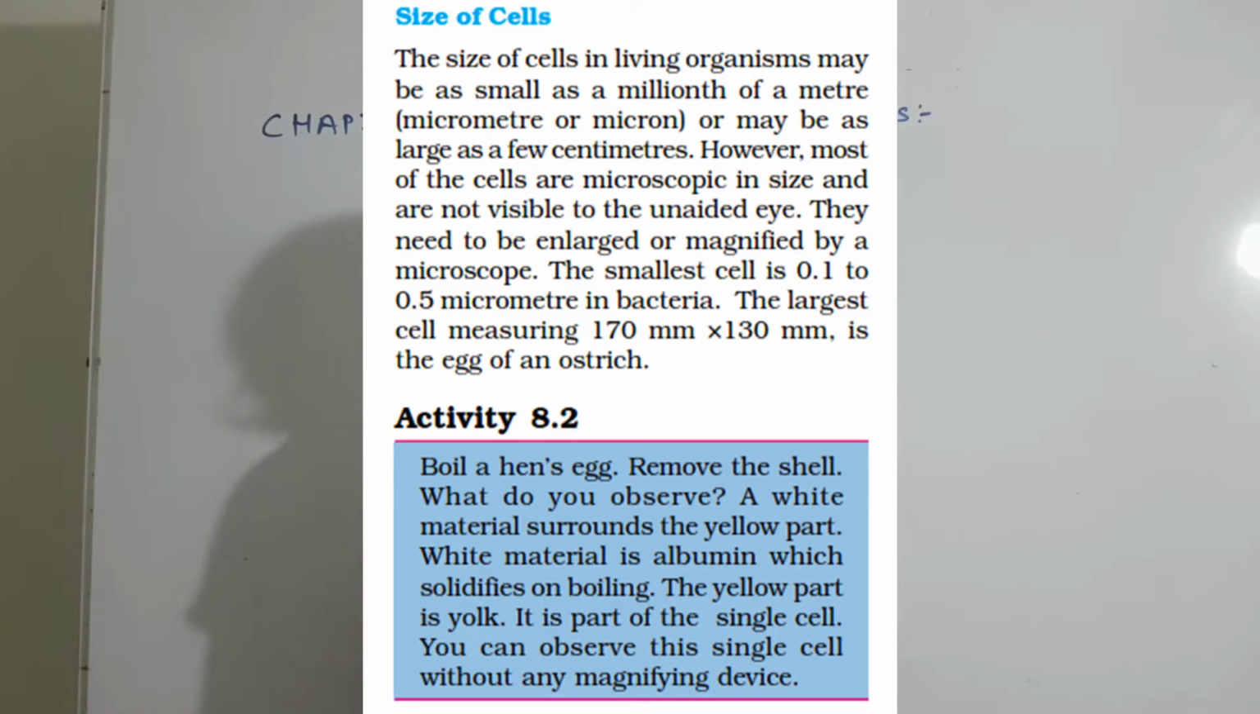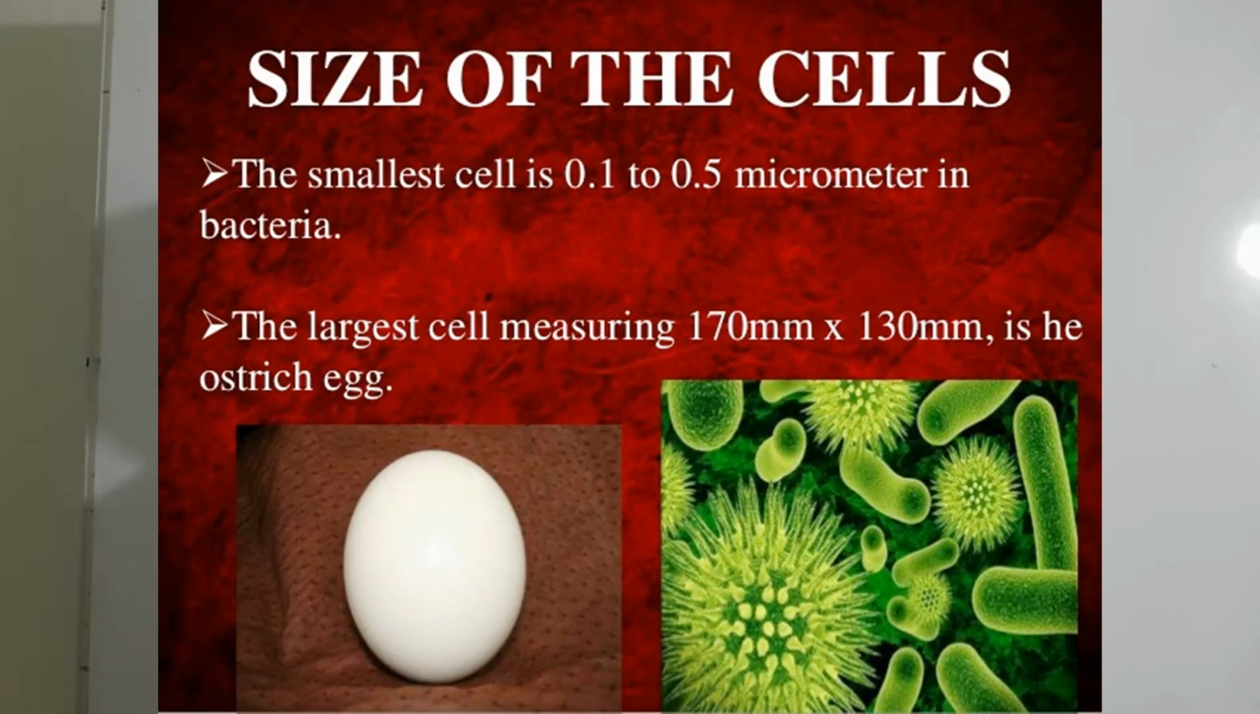The smallest cell is 0.1 to 0.5 micrometer in bacteria. The largest cell, measuring 170 millimeter to 130 millimeter, is the egg of an ostrich. On your screen you can see both the cells, one of 0.1 micron and the second one is the egg of an ostrich, which is a very large cell that you can see without using any microscope.